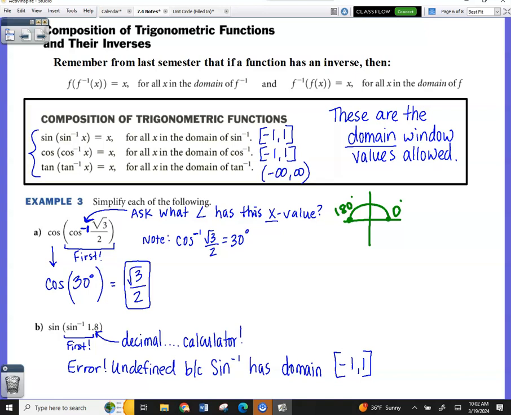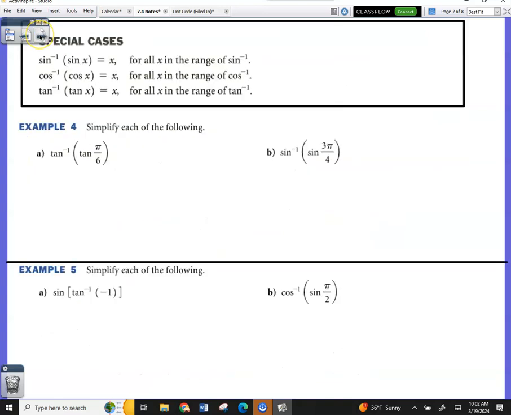Alright. Go to the next slide. The next slide is saying, let's discuss the special cases, because there's always special case scenarios. Now notice they did switch it this time. This time the inverse is on the outside and the regular is on the inside. And then it does say for all the range of sine inverse, cosine inverse, and tan inverse.